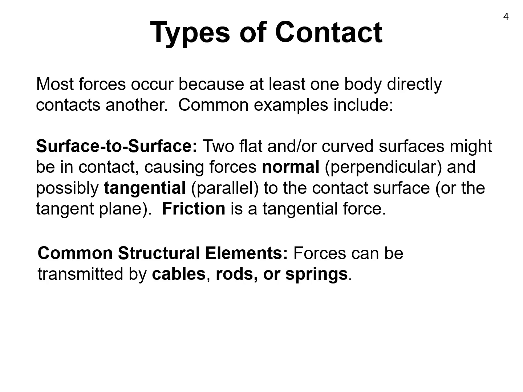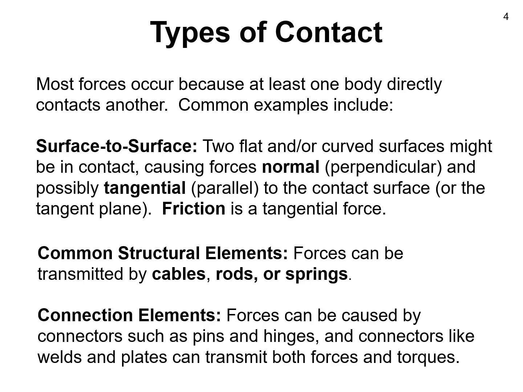Different kinds of structural elements, cables, rods, and springs we'll be discussing pretty soon, and those are able to transmit forces, as you'll see, forces that are parallel to those objects. And different kinds of connectors. Forces can be transmitted through things like pins and hinges that might connect one body to another, and connectors like welds and plates can transmit both forces and torques.